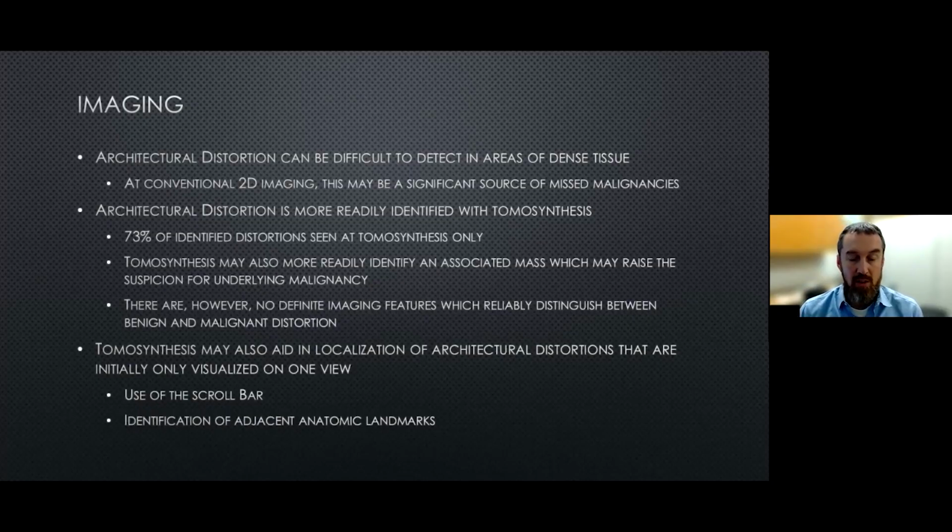Tomosynthesis may also aid in localization of architectural distortions that are initially only visualized on one view. This does happen. Of course, we have to use the scroll bar to help us do that, and we know that there are certain aspects of the scroll bar we need to be careful with in terms of lesion localization. Tomosynthesis can also help us by identifying adjacent anatomic landmarks, like an area of focal fibrillary tissue, for example, or maybe a distinct coarse calcification that's nearby. You can use that to help you determine where in the tomosynthesis stack you're going to find your area of distortion, if it's subtle.